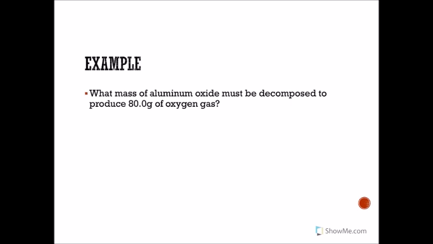So our first example here: what mass of aluminum oxide must be decomposed to produce 80 grams of oxygen? We start with writing a balanced chemical equation. We have aluminum oxide, Al2O3. It decomposes into aluminum and oxygen. If we balance these, our oxygens are 3 on one side and 2 on the other side, so we need to make those the same. We got a 2 and a 3. And now we have 4 aluminums, so now it's balanced.